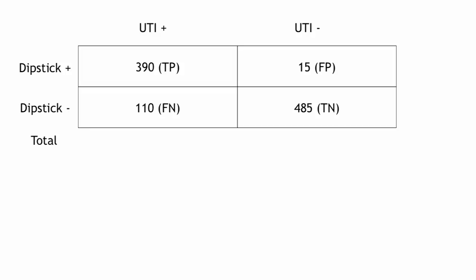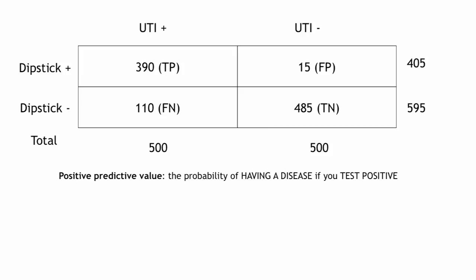Lastly, let's do one more calculation, and this is going to be for positive predictive value. Using our same numbers from before, if you recall, positive predictive value is the probability of having a disease if you test positive. So this is everyone on the denominator who has a positive test, a positive dipstick, and the numerator is everyone with a positive UTI and a positive dipstick. If you calculate this out, this is 0.96.